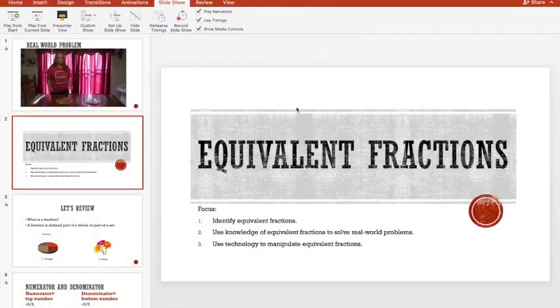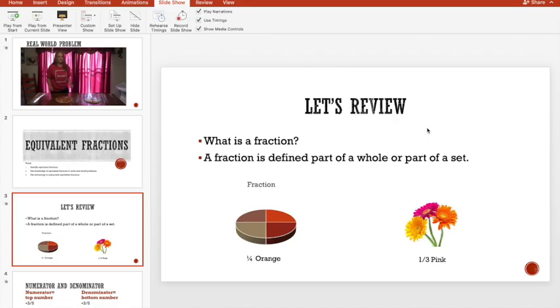Real world problem. We're going to start learning today about equivalent fractions. We're going to learn how to identify equivalent fractions, use knowledge of equivalent fractions to solve real world problems, and use technology to manipulate equivalent fractions. Let's talk about what a fraction is before we get started on our equivalent fractions. A fraction is defined as part of a whole or part of a set. Let's look at our two examples.